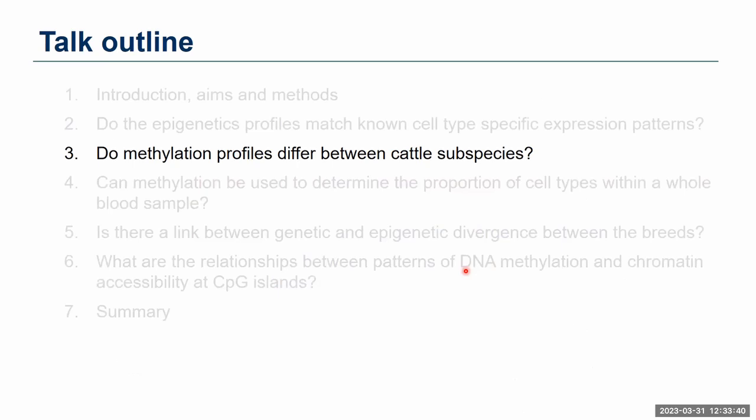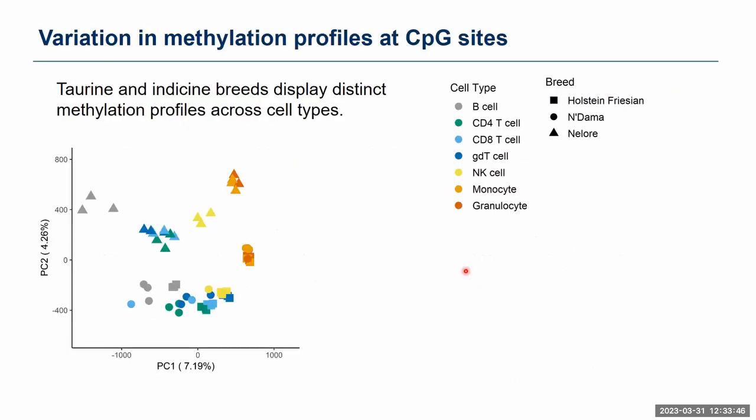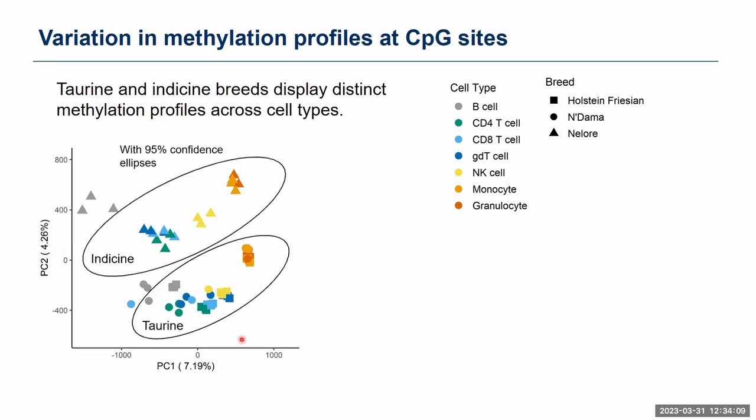Having looked at differences in cell types, we then looked at differences between different cattle subspecies. I did a PCA analysis looking at variation in methylation profiles at individual CpG sites across all the different samples. This is showing PC1 versus PC2. In PC1, you can see that samples separate by cell type, but by looking at PC2, you can separate samples by their subspecies.